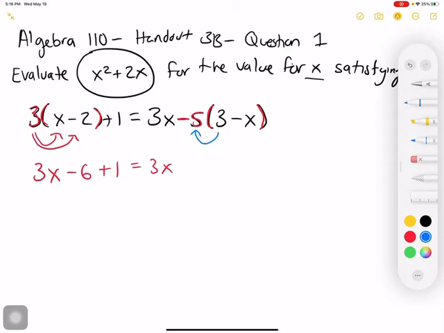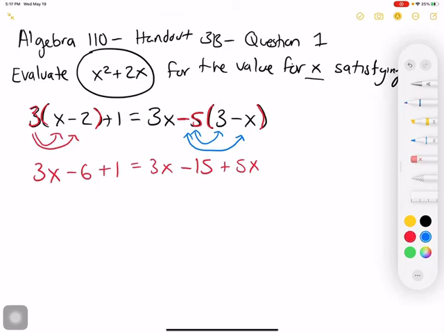Then I'm going to get rid of the second parenthesis. Negative 5 times positive 3 should be negative 15, and negative 5 times negative x should be positive 5x, because a negative times a negative is a positive 5, and you have to include the letter there. Okay, I got rid of the parentheses. I like to combine like terms on both sides of the equation just to keep things simpler.